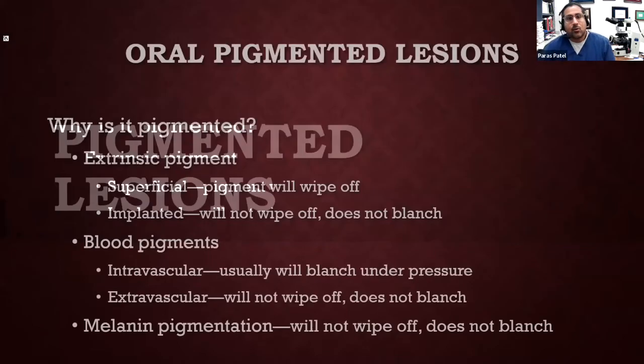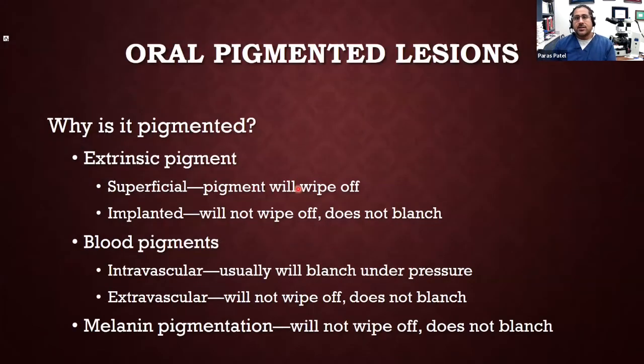All right, last category here, pigmented lesions. The first thing you think about is, why is a pigmented lesion pigmented? You're looking for extrinsic factors, any sort of superficial stain, which with enough pressure could wipe off on your gauze, or whether it's something implanted. Is this something really in the tissue? It's not going to wipe off, and if it's not blood related, from increased vasculature or increased blood within a large vessel, it's not going to blanch. So when you put pressure on it, it's not going to turn white.